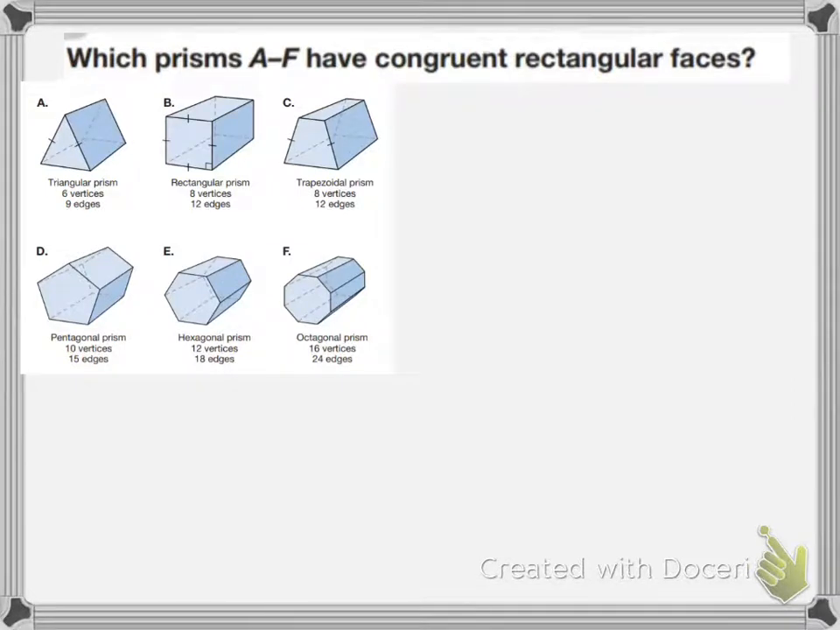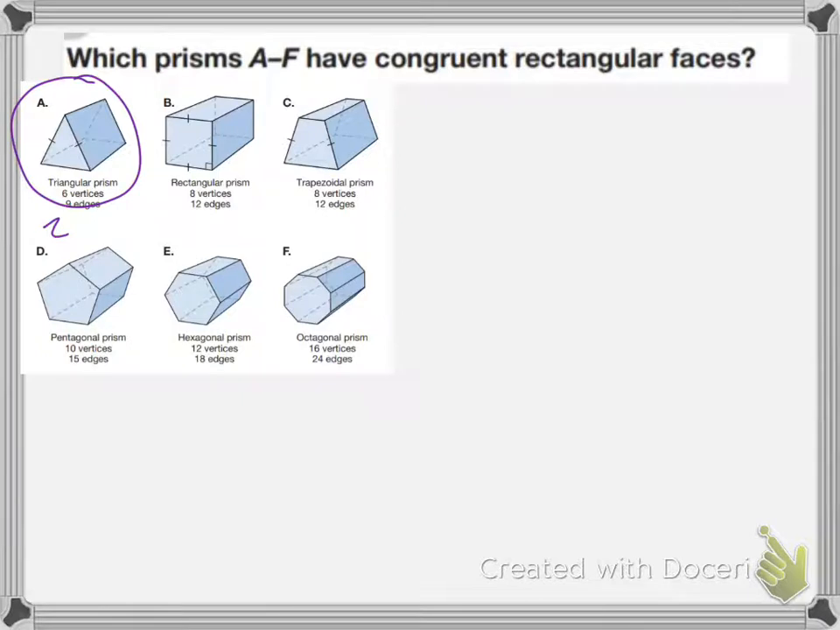On the next problem, it says which prisms A through F have congruent rectangular faces, which means that congruent means they're the same size. So if we look at A, the rectangular faces here on the side do look to be the same size. So we know that A is going to be one of them. And it has two congruent rectangular faces.